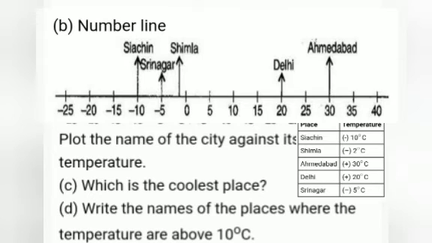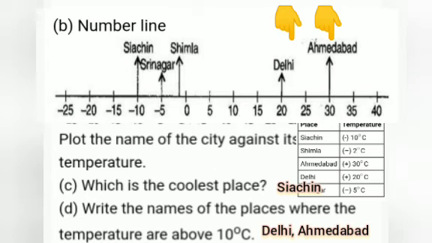Which is the coolest place? So you find Siachen, which is at -10, having the least temperature on the number line. So Siachen is the coolest place. And write the names of the places where the temperature is above 10. So above 10 we have Delhi and Ahmedabad.